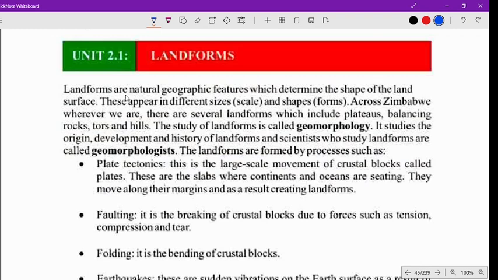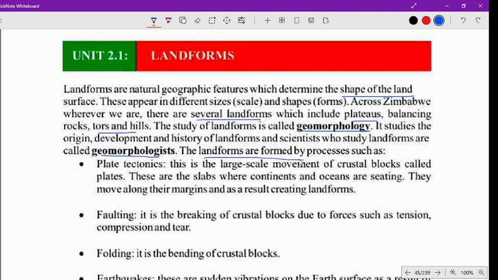Landforms, what are these? These are the natural geographic features which determine the shape of the land surface. These appear in different sizes and shapes. Across Zimbabwe, wherever we are, there are several landforms, which include plateaus, balancing rocks, towers and hills. The study of landforms is called geomorphology. It studies the origin, development, and history of landforms, and scientists who study landforms are called geomorphologists.